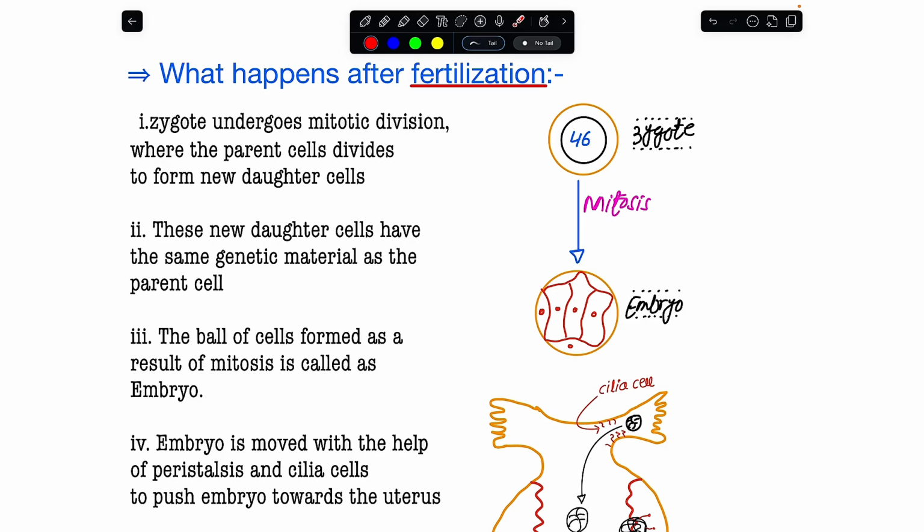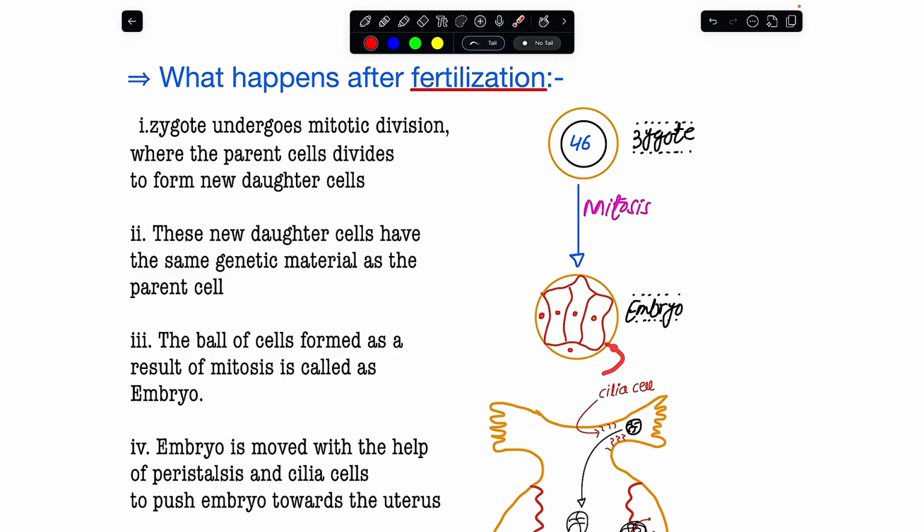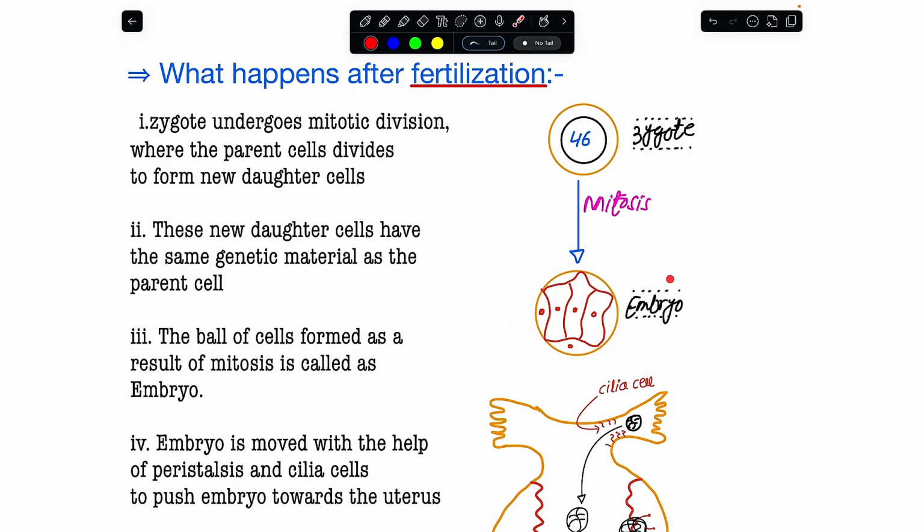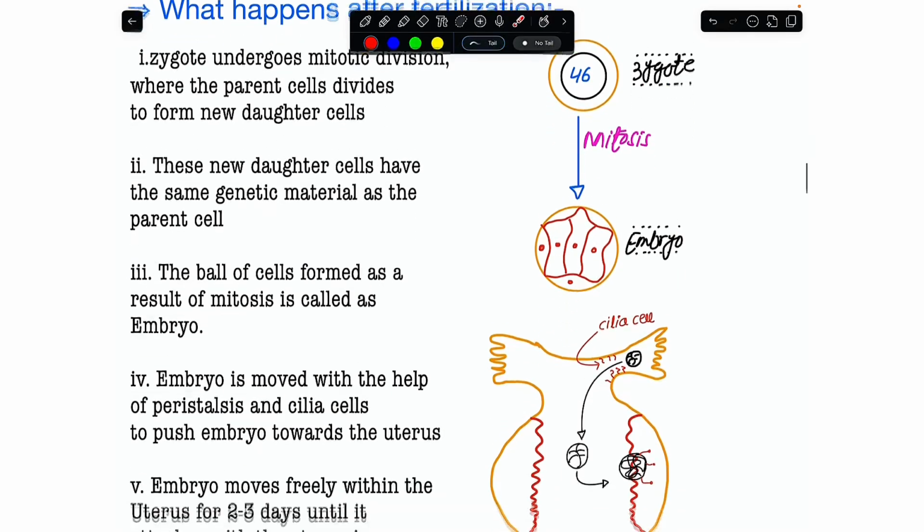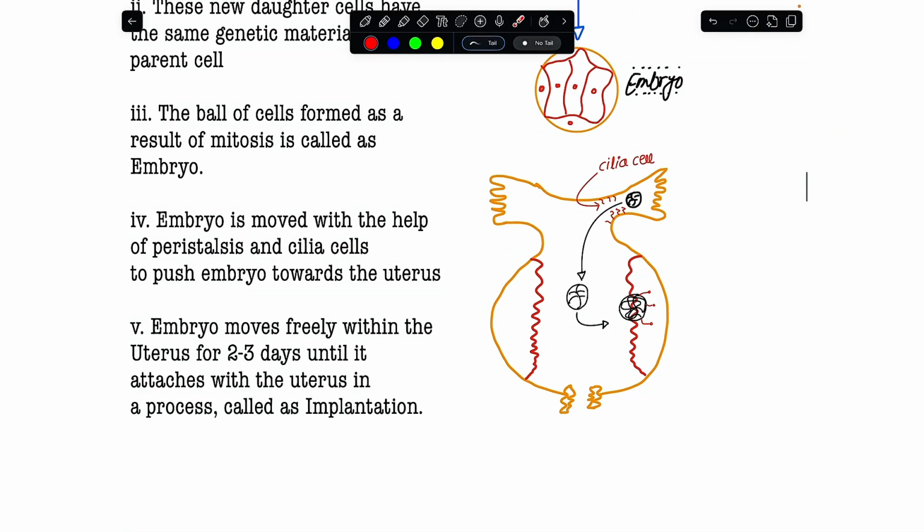At this point, what we have to remember is that each daughter cell that we have made as a result of mitosis carries the same genetic material as the parent cell, and we would have 46 chromosomes in all of the cells within this ball, and this was the embryo with us. Now what we need to do next is move this embryo out of the oviducts and take it toward the uterus so that it can implant into it.